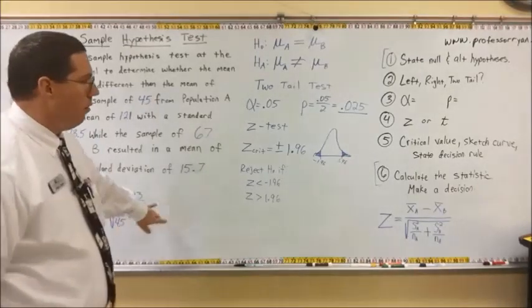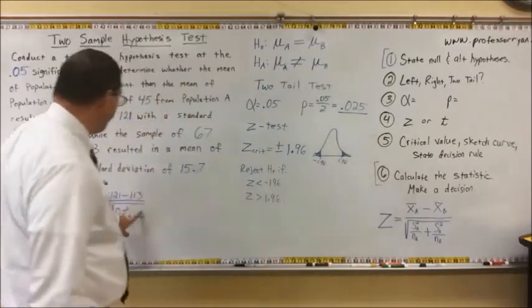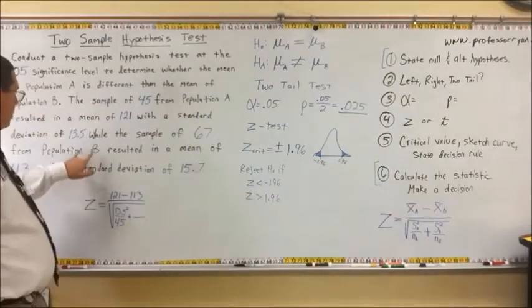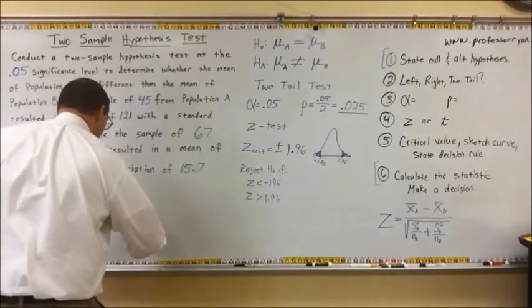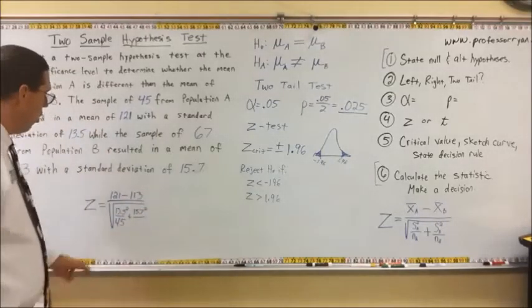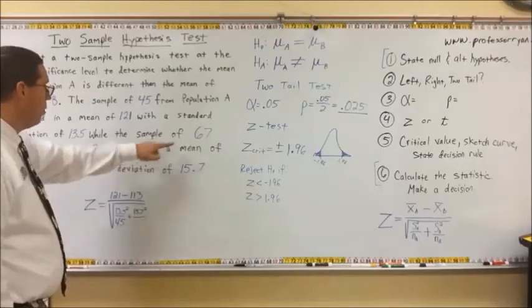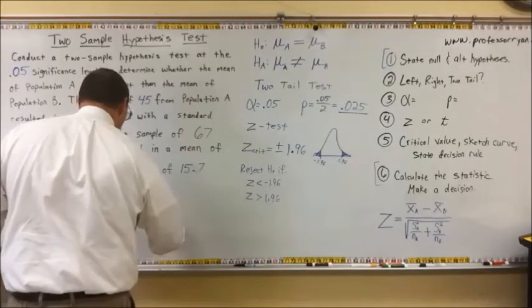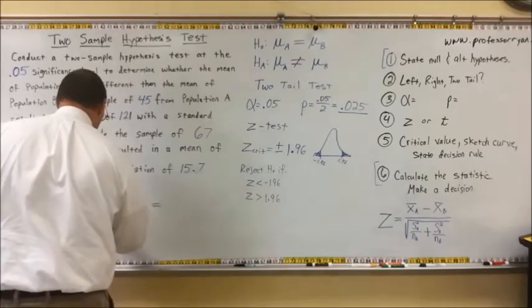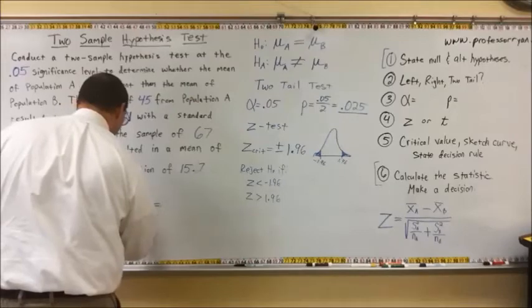Plus, now we're going to do the same thing, only with population B. We need the standard deviation squared. Standard deviation from population B, 15.7. So we're going to put a 15.7, and we're going to square it over the sample size from population B, which is 67. Now, this is going to be kind of crazy to put in your calculator, so be extra careful.